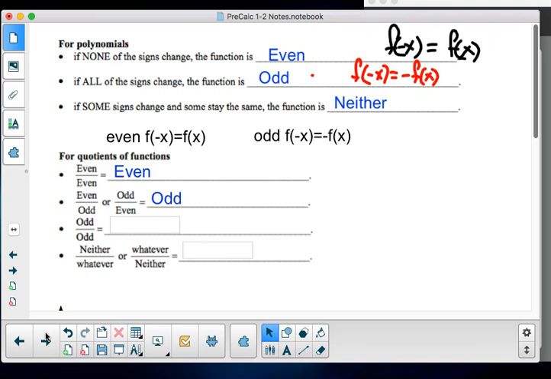Now an odd function on top, an odd function on the bottom, evaluates as an even function. Okay? I got neither over whatever, I don't care, whatever meaning odd or even, or neither again. And whatever odd, even, or neither divided by neither, remember, because it's neither in there, it's going to be neither as our final thing.